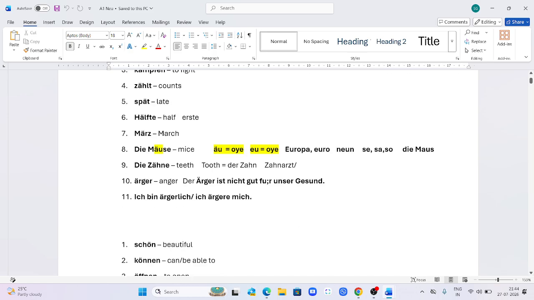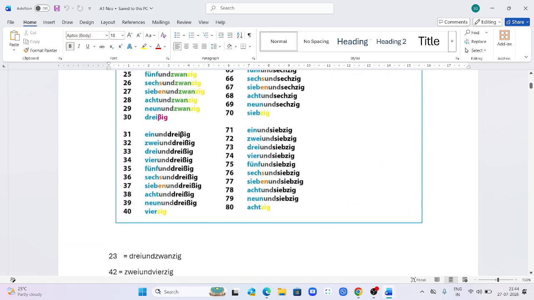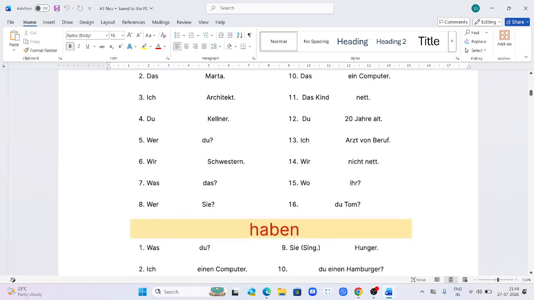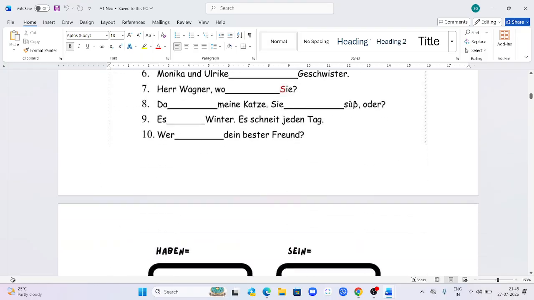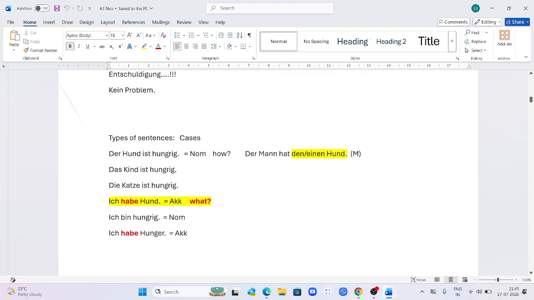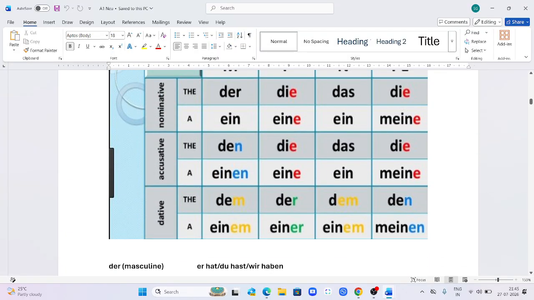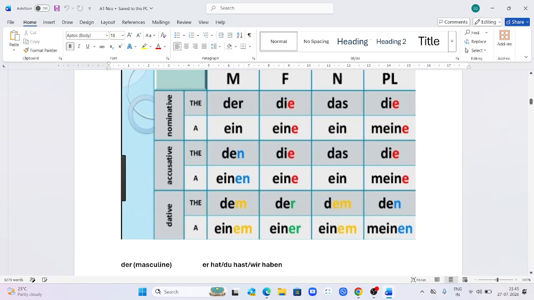Okay. Buchstaben, Nummer oder Zahlen, Monate, then sein and haben, then types of sentences, nominative, accusative we did. Did we learn this table, Leute?